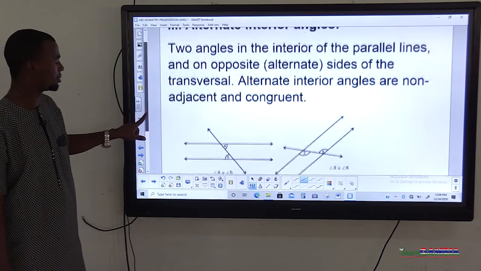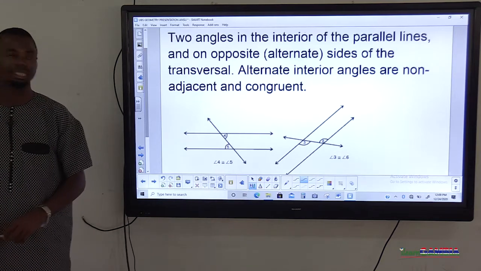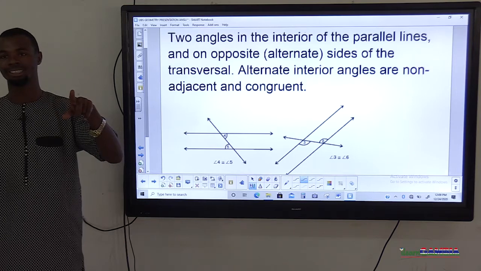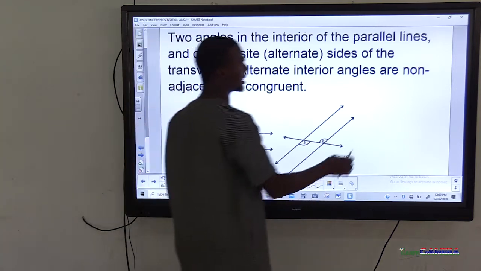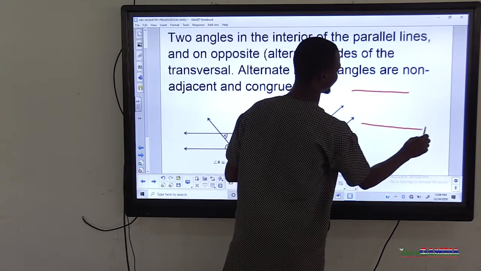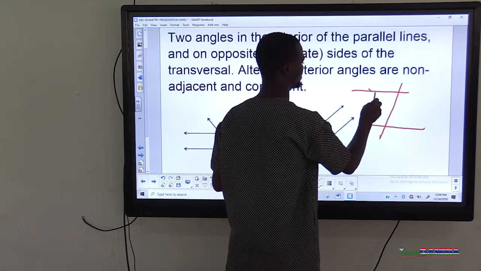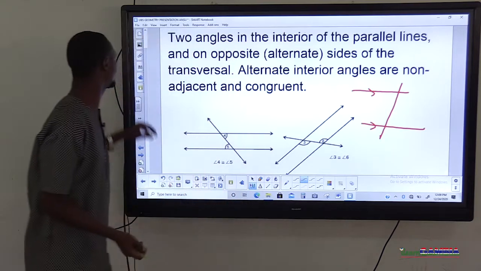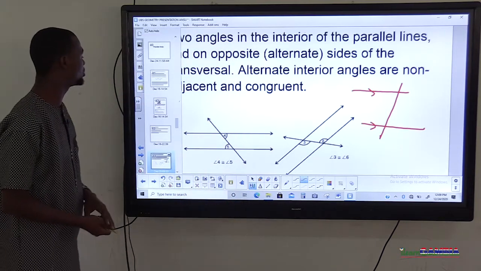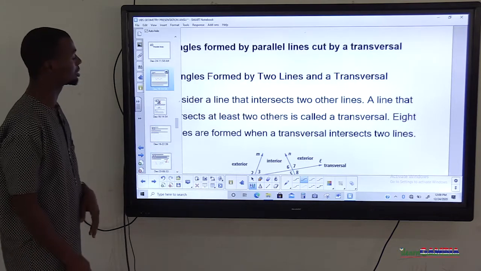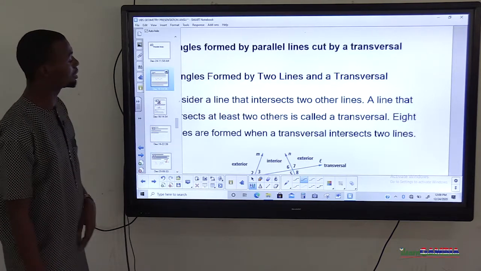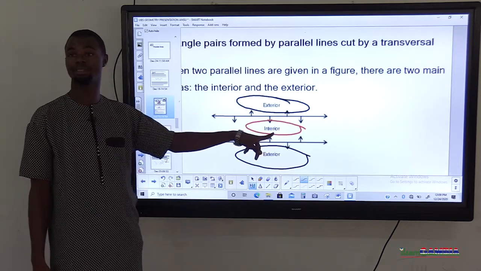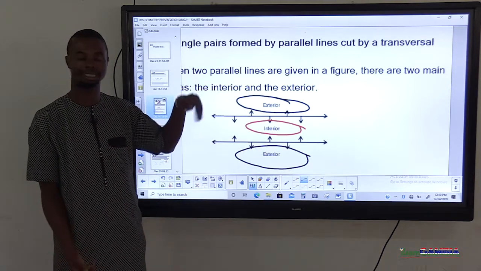Alternate interior angles. First we talk about interior angles. We have to know what interior angles are. If we have our parallel lines, the angles in between them are called the interior angles. Like here, we have the interior angles in between the parallel lines.